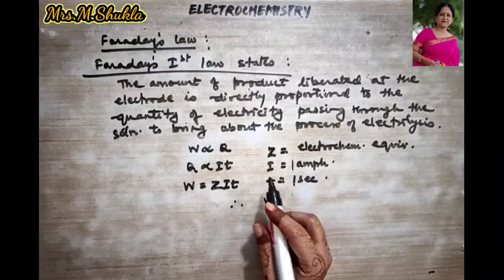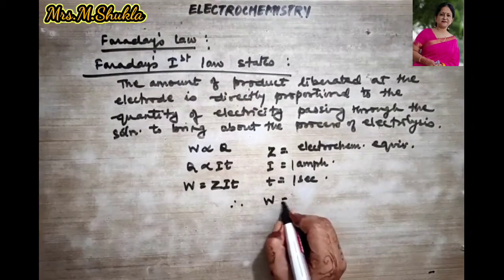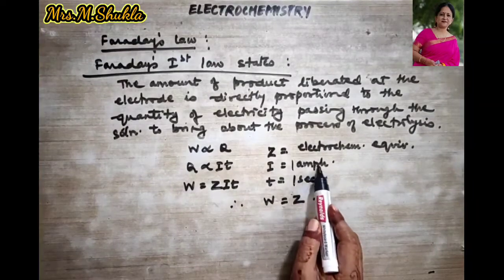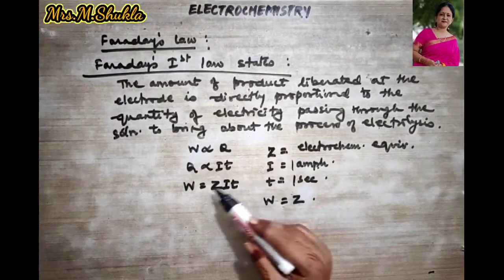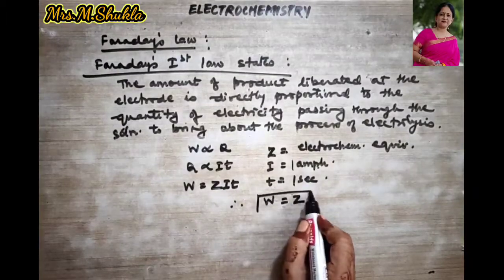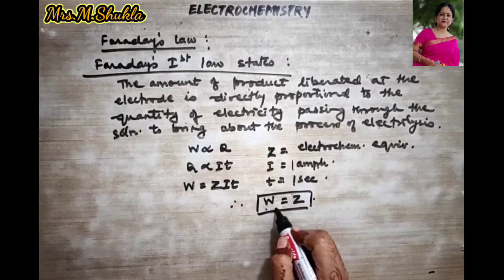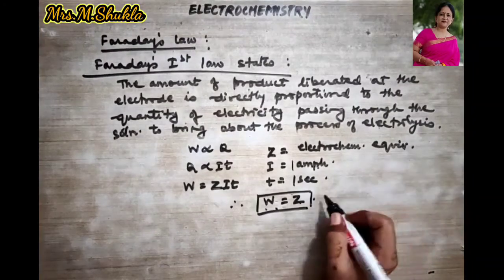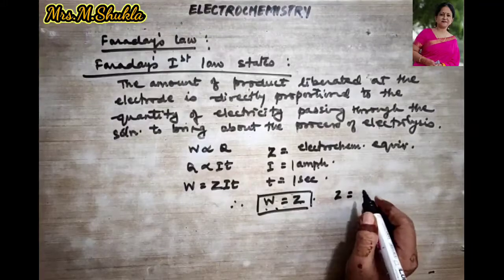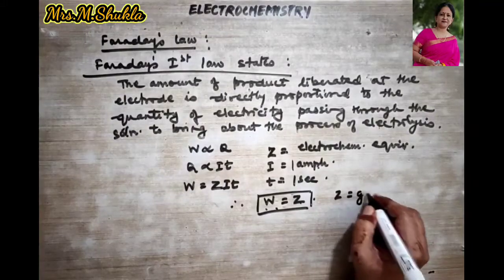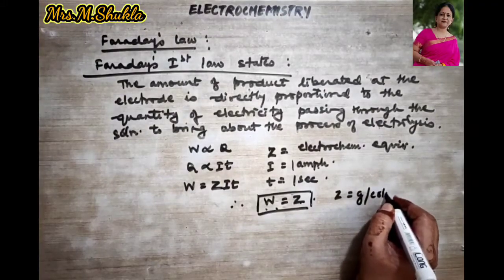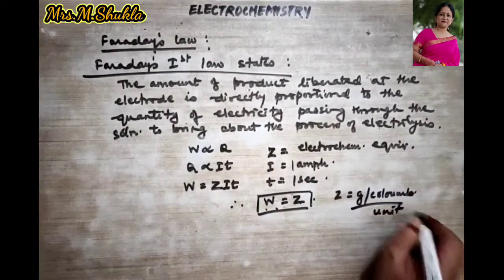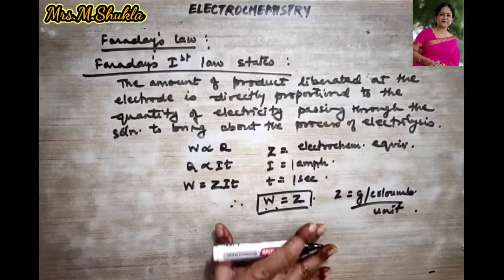And therefore we can say that the substance deposited at electrode is always equal to Z. If that is current flowing is 1 ampere in 1 second, then your substance that is deposited on the electrode is equal to the electrochemical equivalent, and this electrochemical equivalent, it is measured in grams per coulomb. This is the unit given to it. Okay, I hope this is clear.